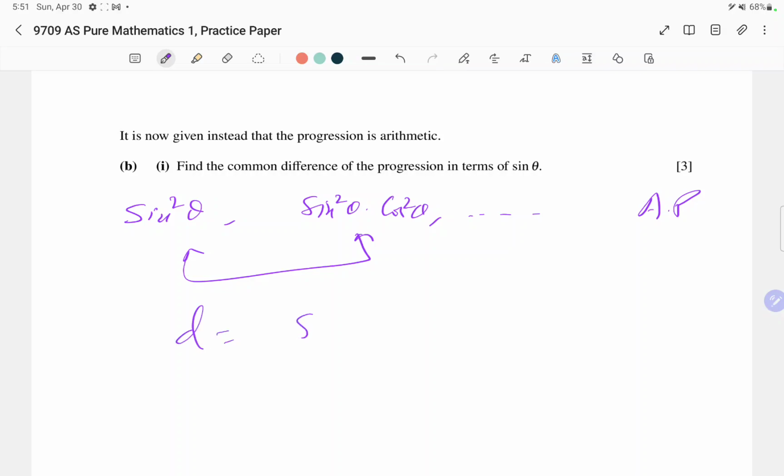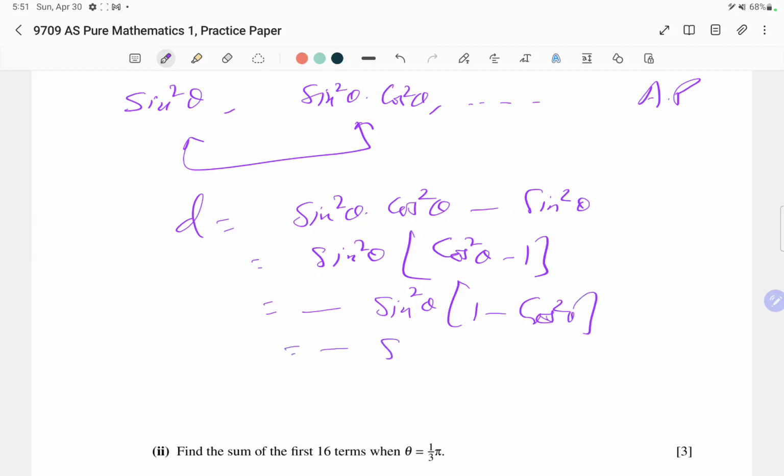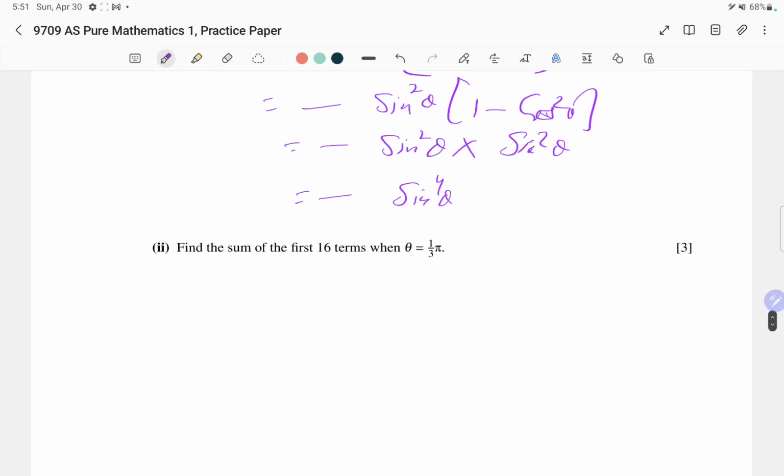So the common difference is sine square theta cos square theta minus sine square theta, right? Just take sine square theta common, which leaves cos square theta minus 1. Now you can take minus common, then you can write 1 minus cos square theta. Then 1 minus cos square theta you can write as sine square theta, which gives minus sine to the power 4 theta. So it's free marks if you have knowledge of trigonometry.